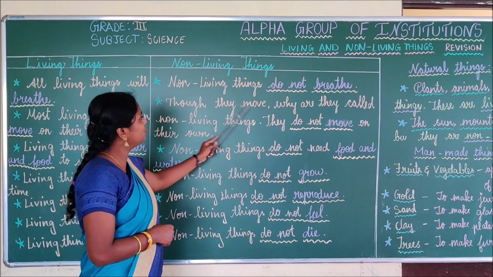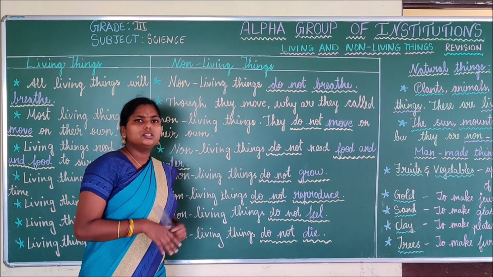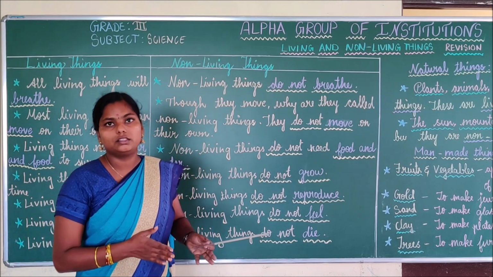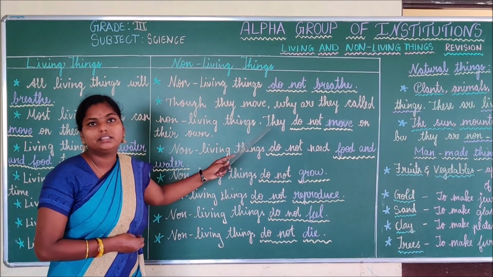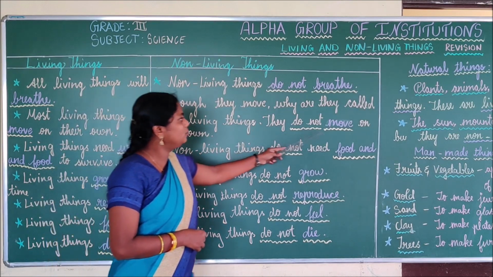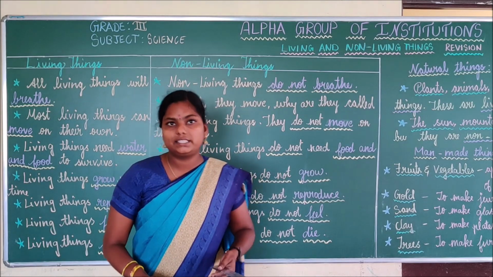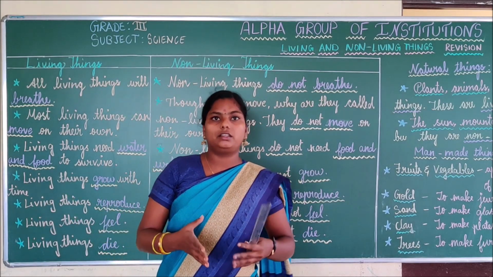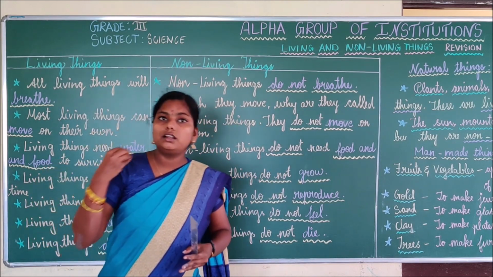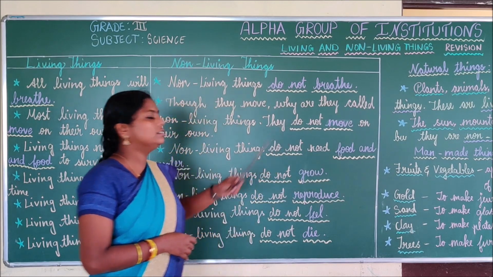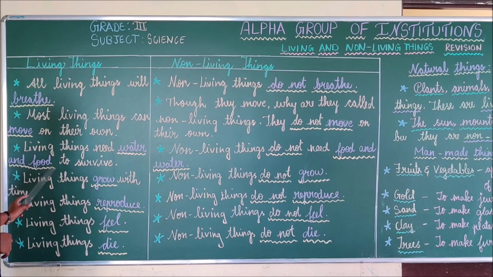Next point, though they move, why are they called non-living things? This is a question. Even though the cars are moving from one place to another, even though the cycle is going to move from one place to another, why are we not saying that these are living things? Because they do not move on their own. If I am here, I am going to walk by myself. No one is going to push me, friend. But these cars and transportation things will move by an external force which is given to the vehicle. Is it clear, students?